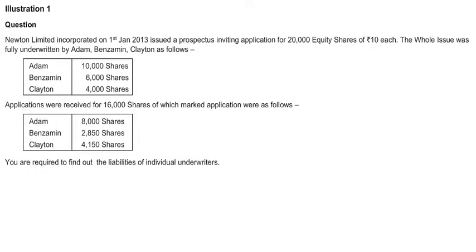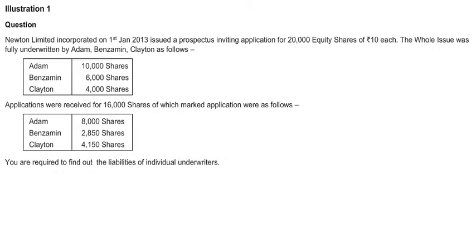So in the same way, Benjamin and Clayton, the other two underwriters, will also forward the applications by putting the rubber stamp on that application and will forward it to the public, and whatever number of applicants subscribe the shares, that particular number of shares will reduce the liability of the respective person. So the applications which have been received are 16,000, of which marked applications are as follows. It means that 8,000 shares are marked under the name of Adam, 2850 shares are marked under Benjamin, and for Clayton 4150 shares are marked. So the total of 8,000, 2850, 4150 is 15,000.